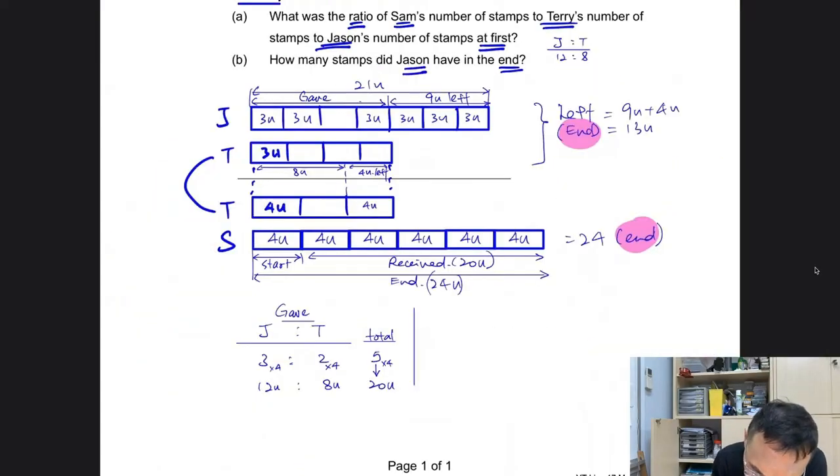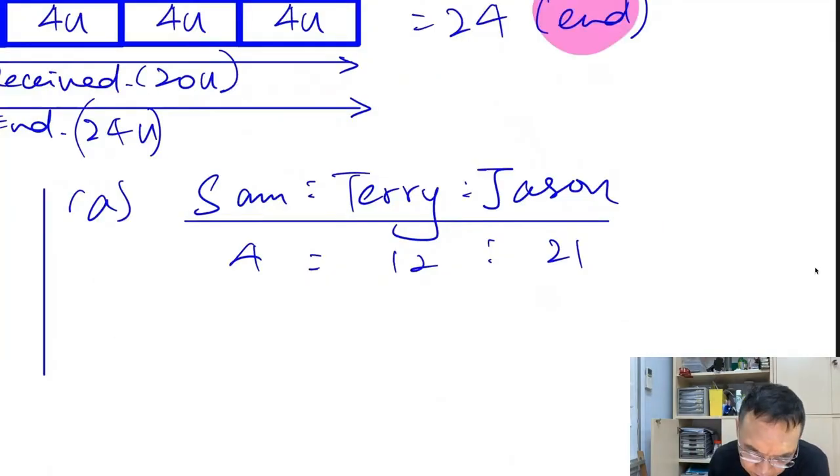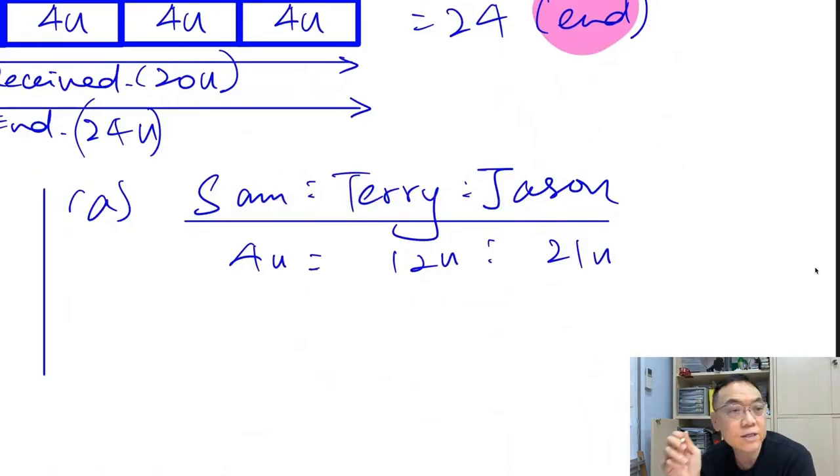This is the answer for A, which is Sam to Terry to Jason. And I got 4 to 12 to 21. Now, my question is, can you put units here? Is it okay for me to write like this as my answer? Yes or no? Excellent. That's right.